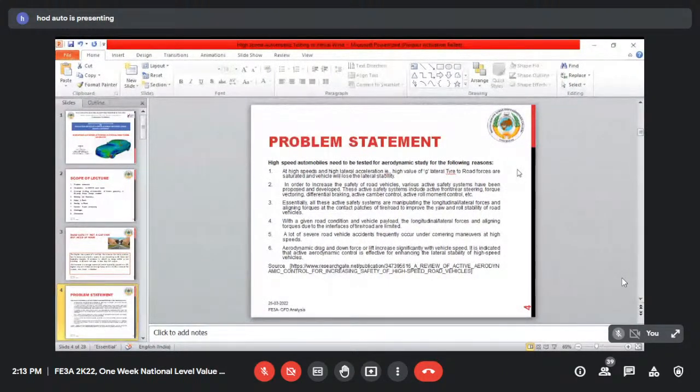So you talk in terms of per unit mass, what acceleration you're getting. That mass into acceleration is giving you that particular force. So this is a general terminology. Hence, for high lateral accelerations, lateral tire to road forces are saturated, and the vehicle will lose the lateral stability.